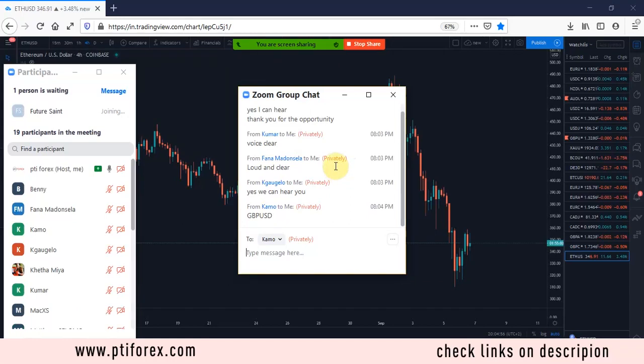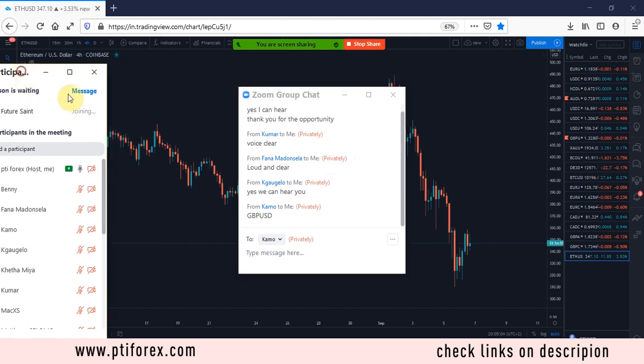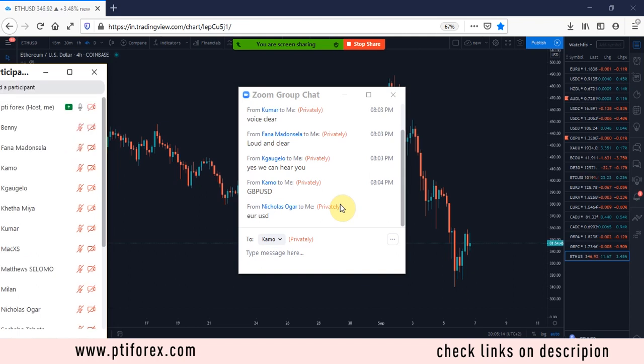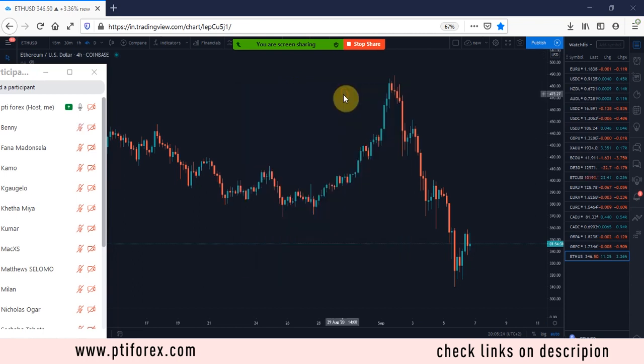We're just going to be looking at the chart and spotting some opportunities, nothing much. So GBP USD is the first one from Kamo. Euro USD from Nicholas. Recommendations. Okay, let us just get started.